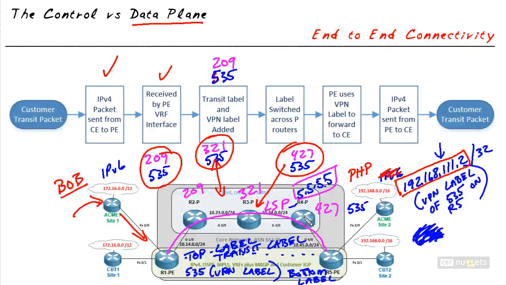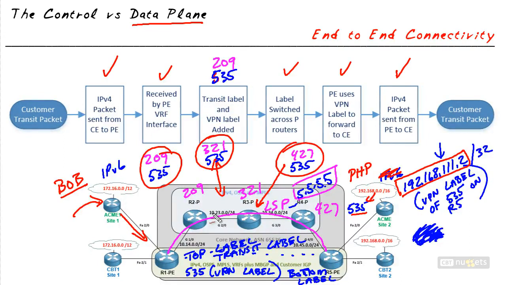And then R4, the router before the end of the LSP to 5555, pops off the very top label and just leaves the bottom VPN label of 535. And that's the label switching across the P routers. Then when R5 receives it, he has that VPN label of 535 left, says, oh, I know exactly what to do with this, and it can go ahead and forward that packet out to the Acme Site 2 router. And that is the data plane that we're going to follow when using MPLS Layer 3 VPNs.